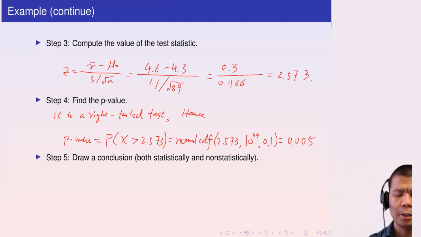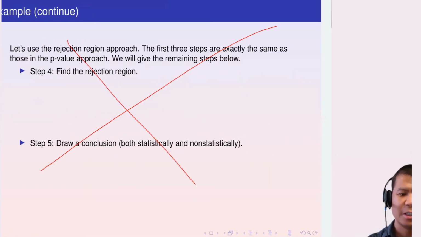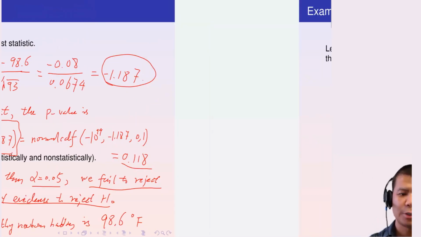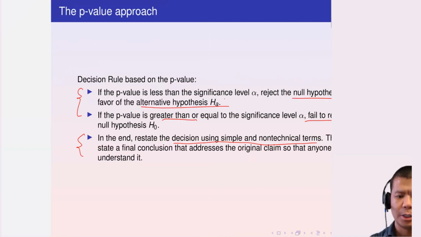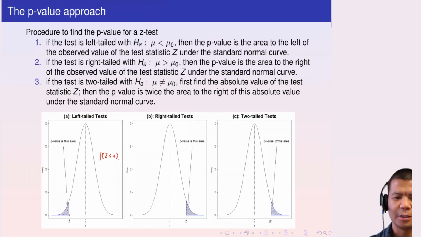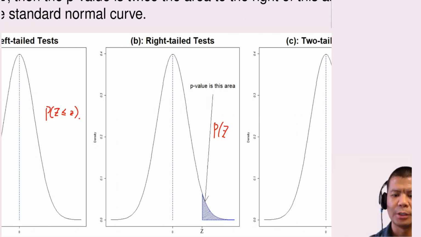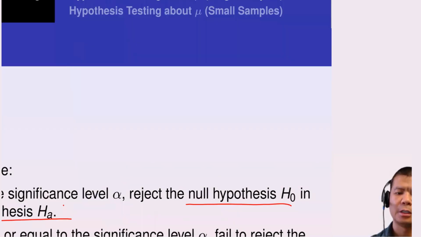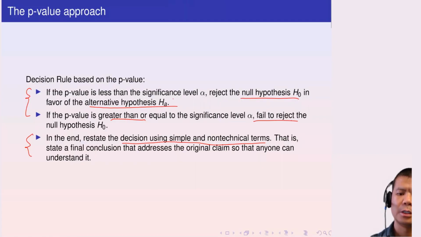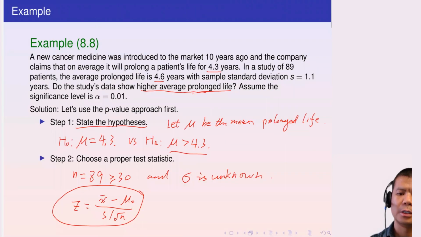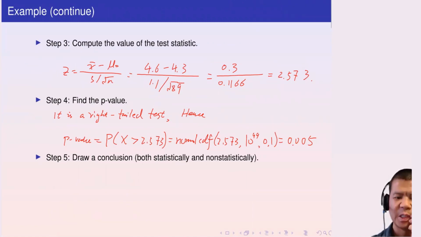Now, why is this true? Because in this one, it's a right-tailed test. So the p-value is this area. That's the probability for z greater than the test statistic, right? So that's what we have here. Then we draw a conclusion.